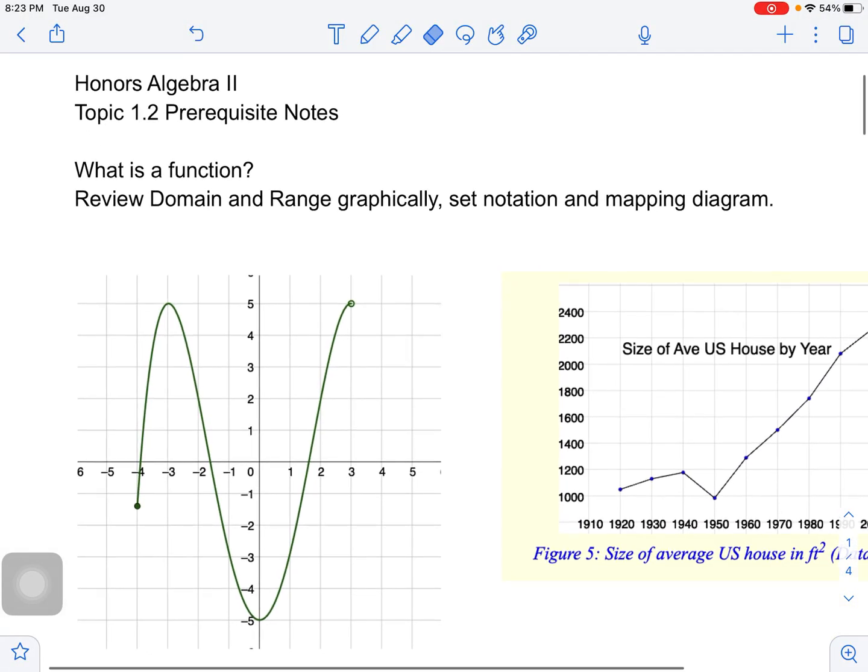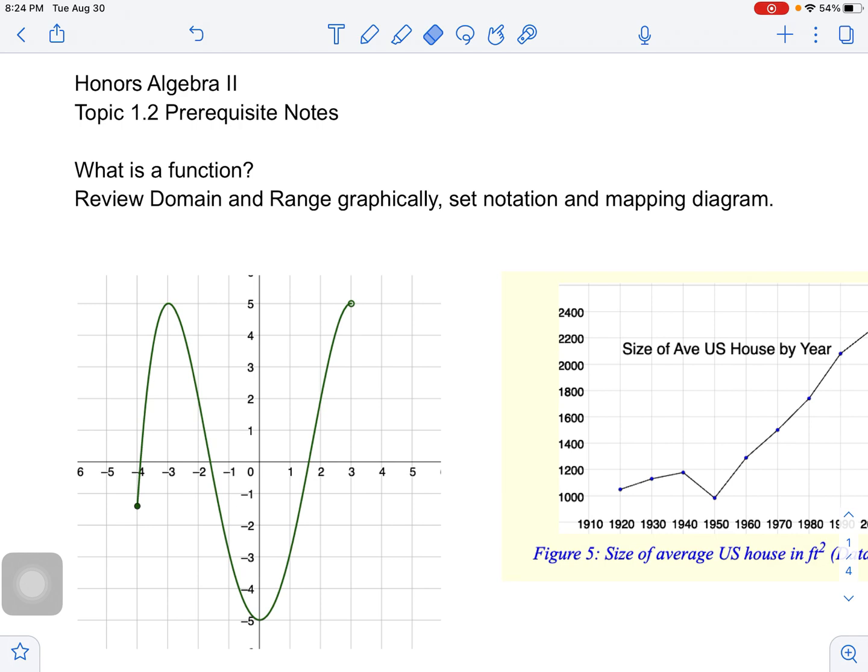Topic 1.2, Prerequisite Notes. We begin with explaining what a function is. Functions are special types of relations. A function in math is written as a rule, and that rule gives a unique output for every input. We've already referred to those as domain and range.